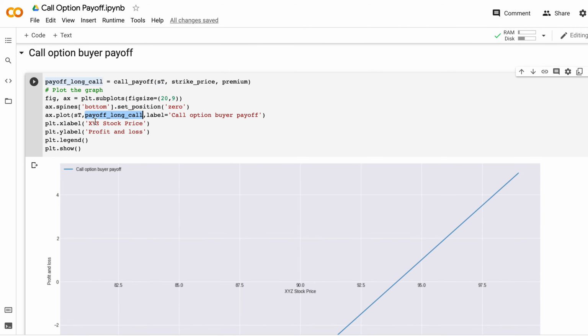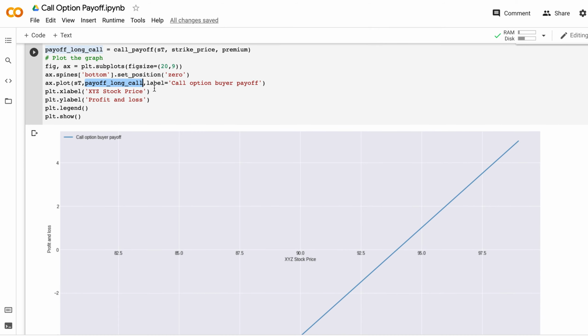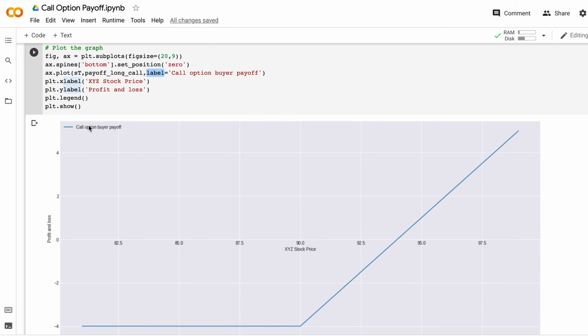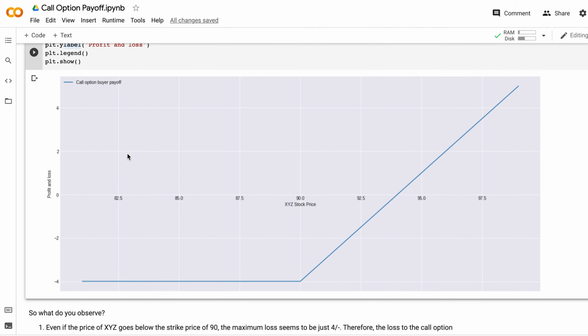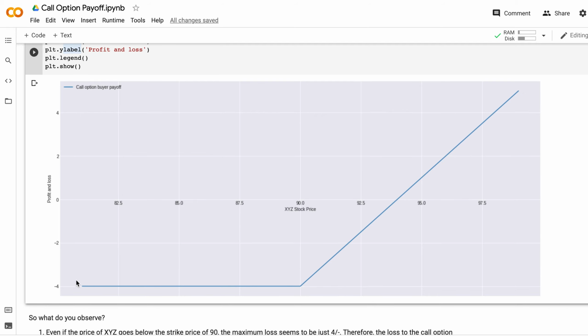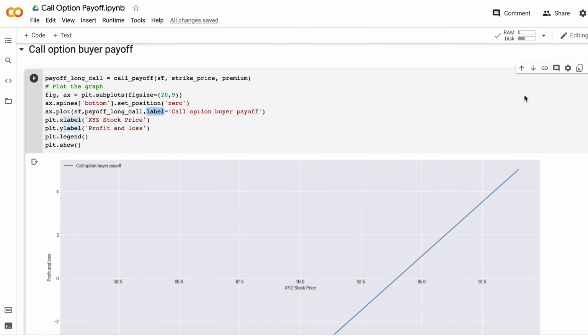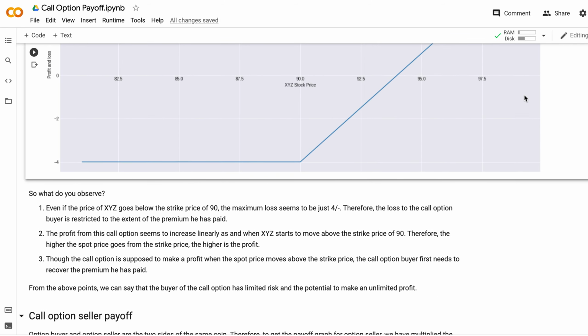Then the payoff for each stock price, what is the payoff or what is the profit or loss, right? And then we label it call option buyer payoff. You see the label on the top left, right? If you run that, you get a plot. That's the payoff diagram for the call option, for the strike price and premium that we have provided above.